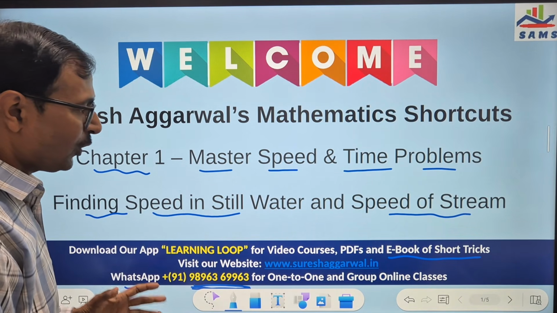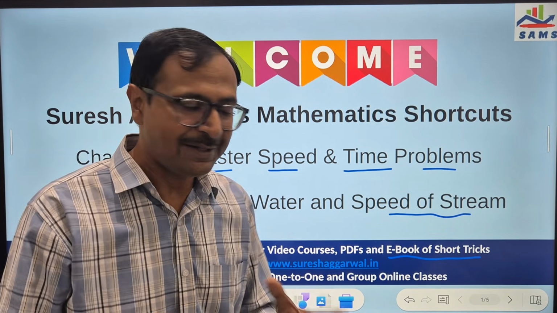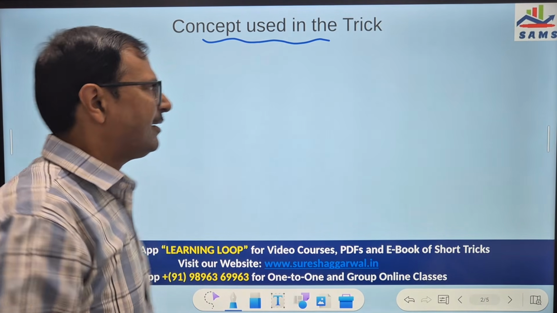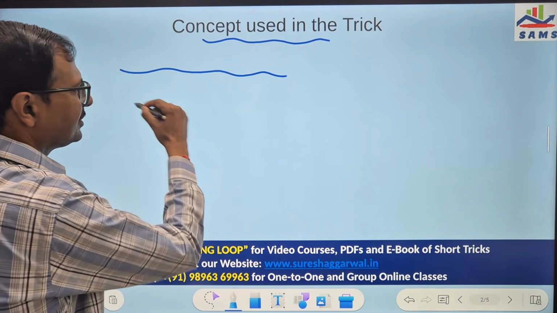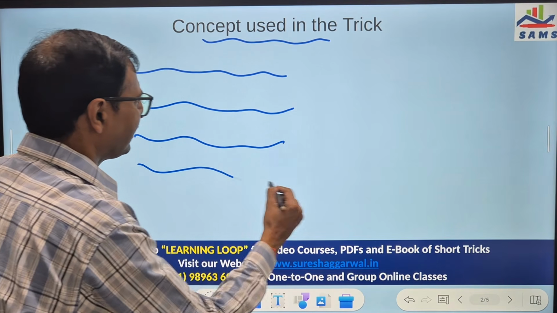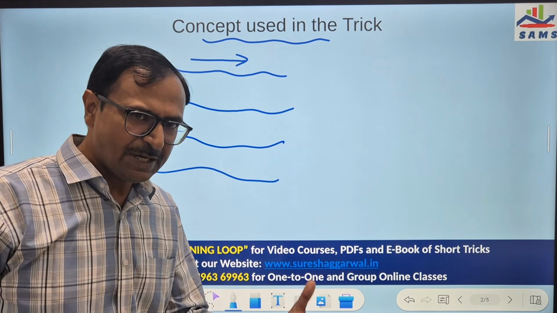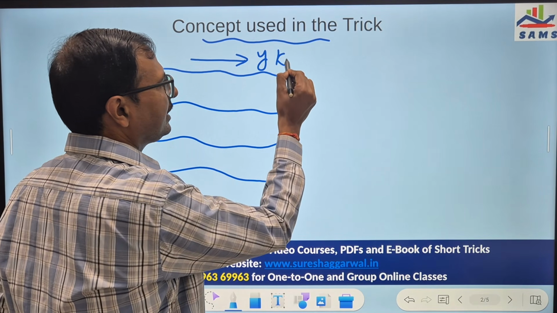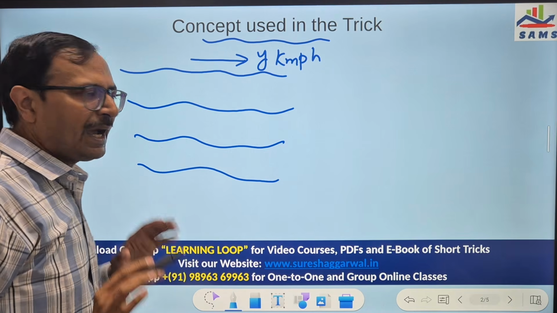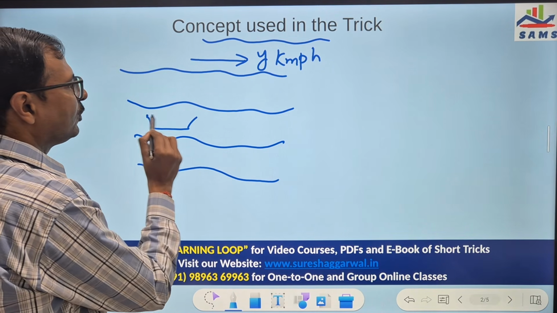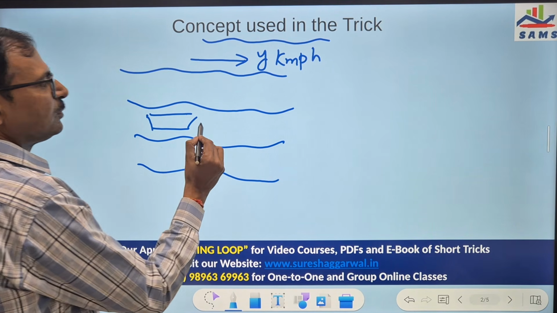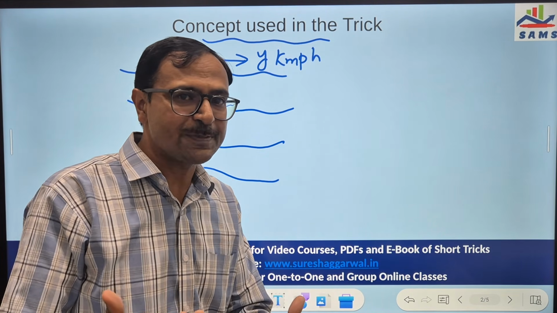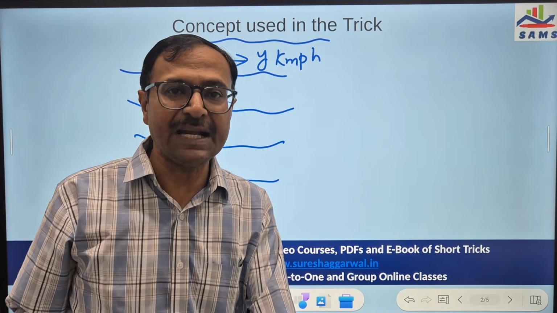So friends, what is the concept involved in the trick? Let's understand the concept. So we have a particular stream, right? And this river is flowing at some speed. So let's consider that the speed of this stream is y kilometer per hour. And in this stream we have a boat which is moving with its own speed. That is called speed in still water.